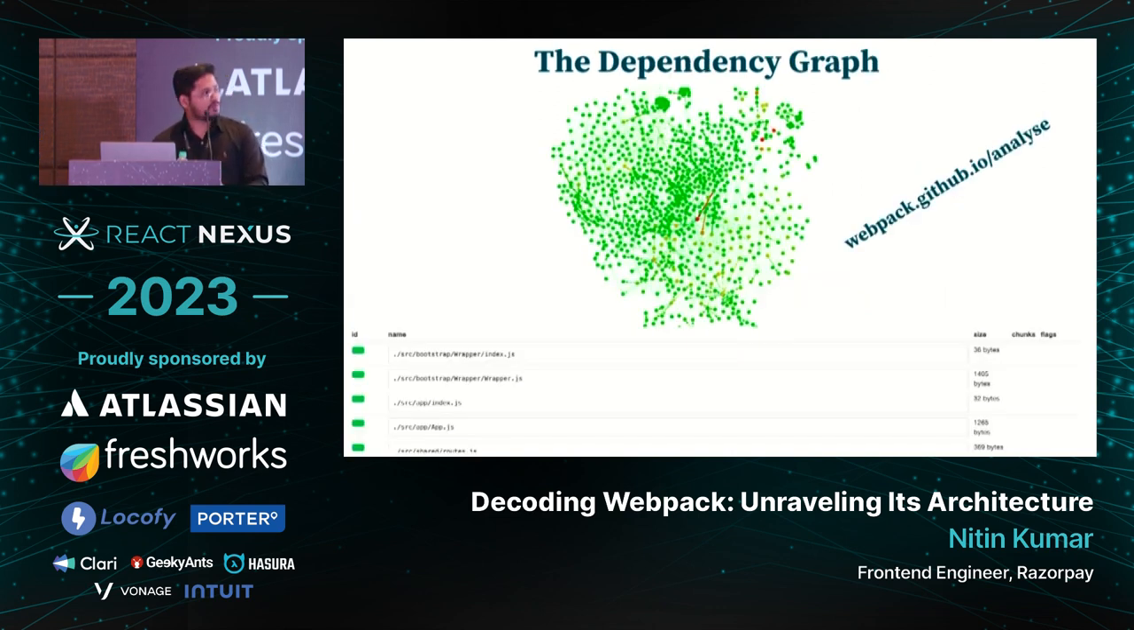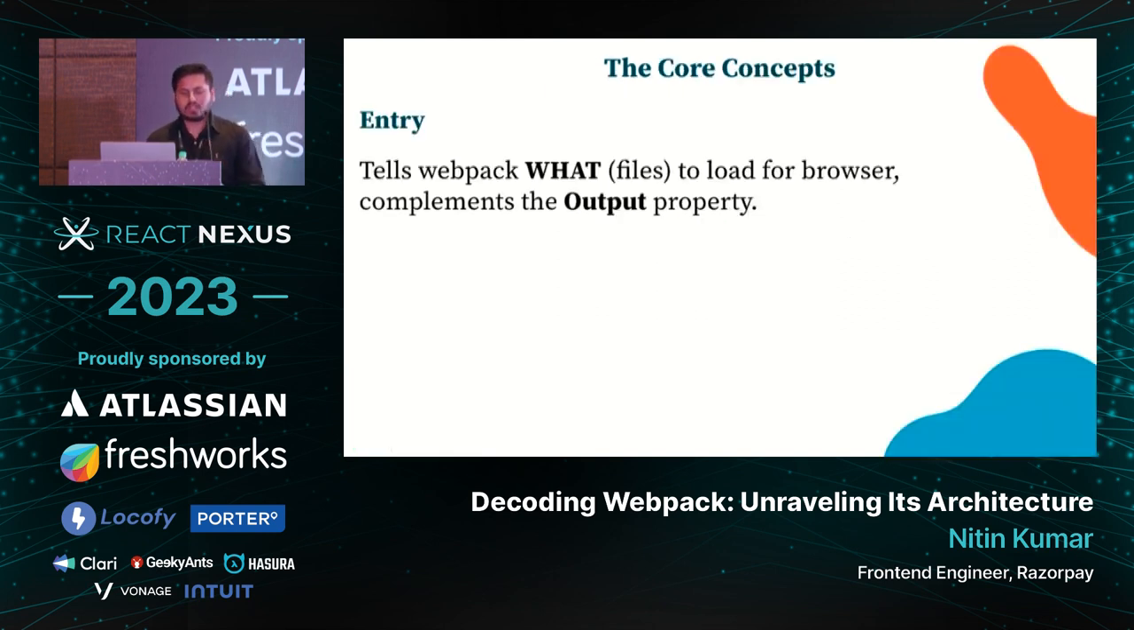If you want to visualize your dependency graph, Webpack offers an official tool. You can go to this URL, webpack.github.io/analyze, and upload the stats file of your Webpack bundle. It will generate a graph like this. In this, each dot is actually a Webpack module, which is a file. So this is a good way to visualize your dependency graph. So entry basically tells Webpack what files to load for the browser, and of course it complements the output property.